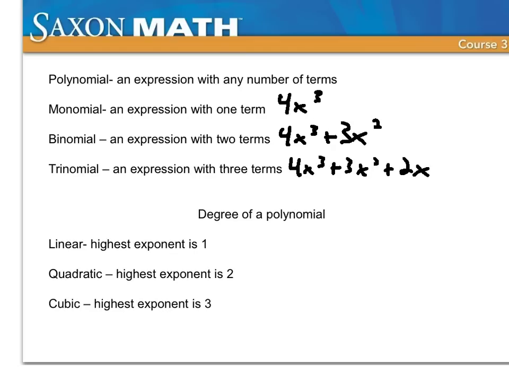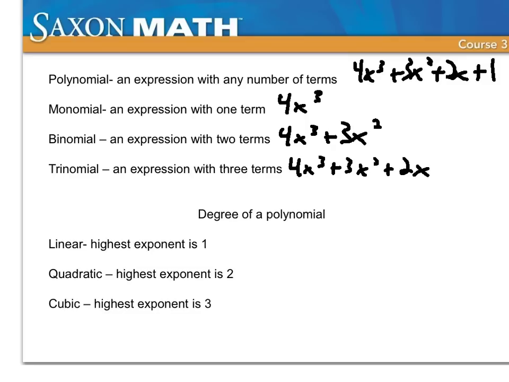Once you get more than that, they're all just called polynomials. So polynomials could have one term, two terms, three terms, or four terms or more. So let's say we had 4x cubed plus 3x squared plus 2x plus 1. This has four terms. There's one here, one here, one here, and one here. So that's a polynomial.